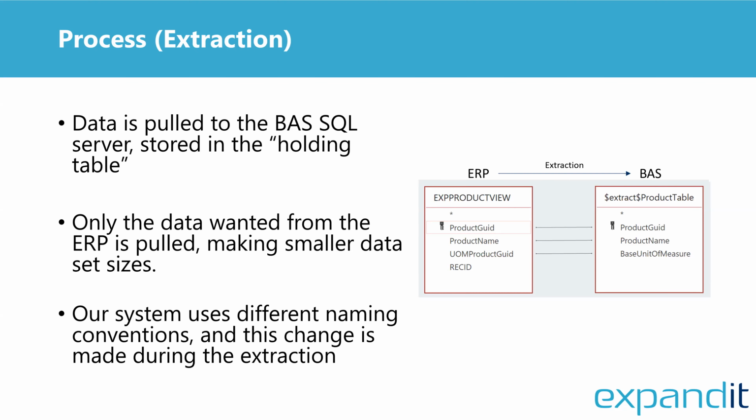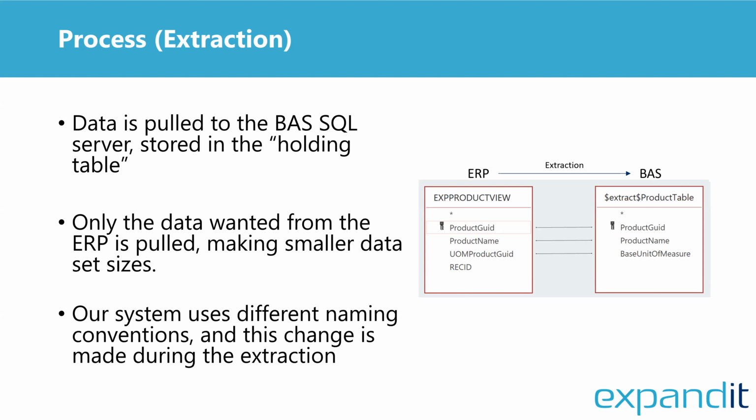And so what you can see here on the left is our view within the ERP system, and on the right, the extracted table. So again, it extracts to this temporary table, and within our system, it puts in this $extract$ in the name, and pulls it out. So again, we have a smaller subset of data. We have fewer fields, so we're not pulling all data. We're only pulling what we want.